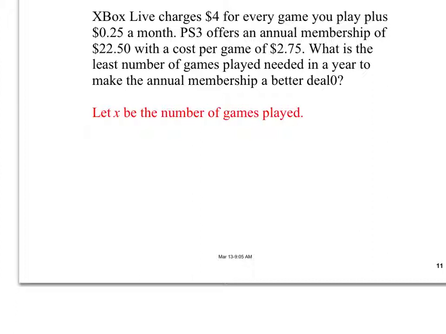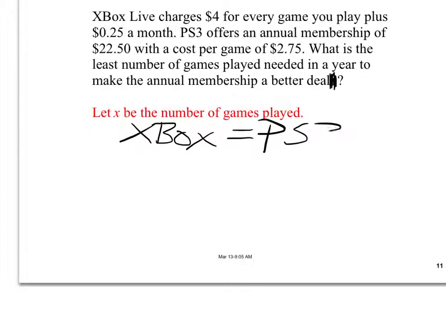And I don't know why there's a 0 there, but it's gone now. So we're going to let X be the number of games played, or you can use G for games, or N, or any letter you choose. So on the left hand side of the equal sign you have Xbox. On the right you will have PlayStation 3. It doesn't matter what side of the equal sign you choose, I just went through the question in order.